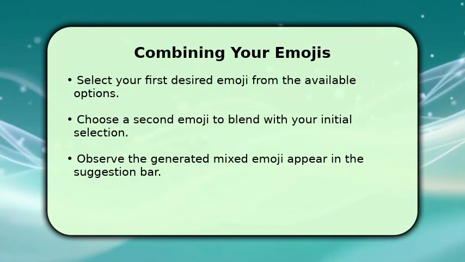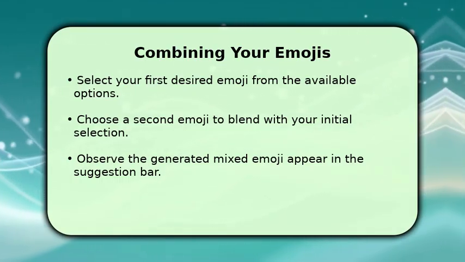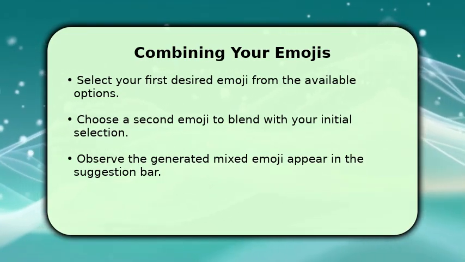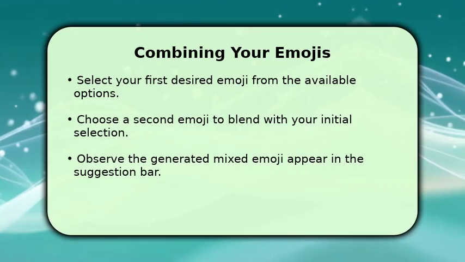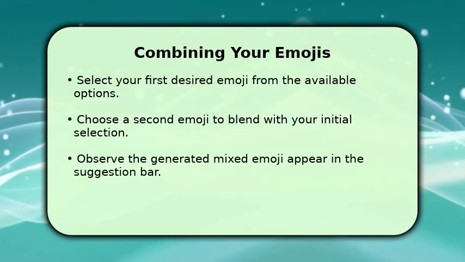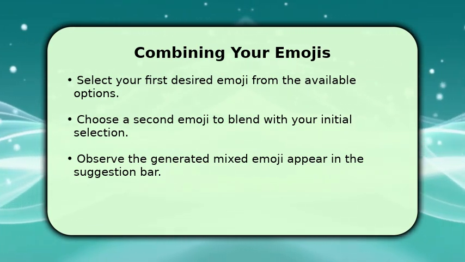Now, simply pick your first emoji. For example, choose a smiling face. Then, select a second emoji, perhaps a ghost. The system will automatically combine them, showing a new, unique emoji in the suggestion bar above your keyboard. You can experiment with countless pairs to see what fun combinations you can create.